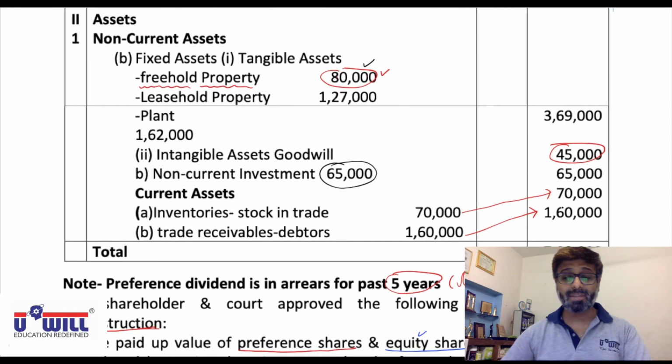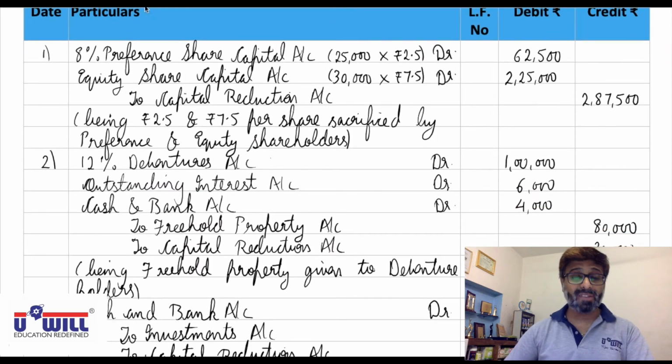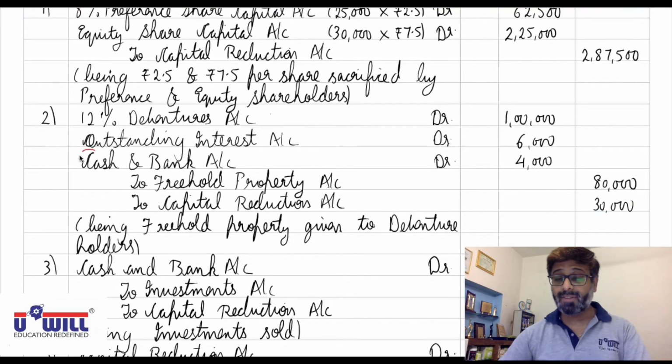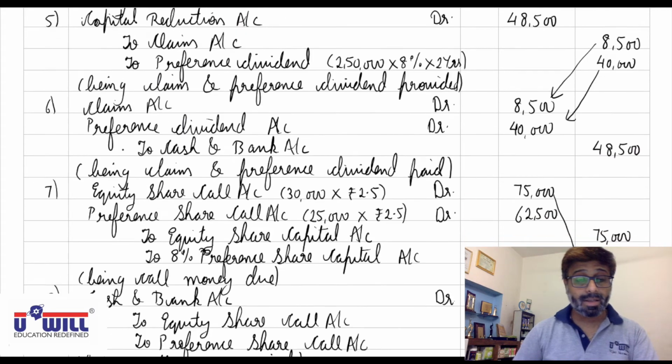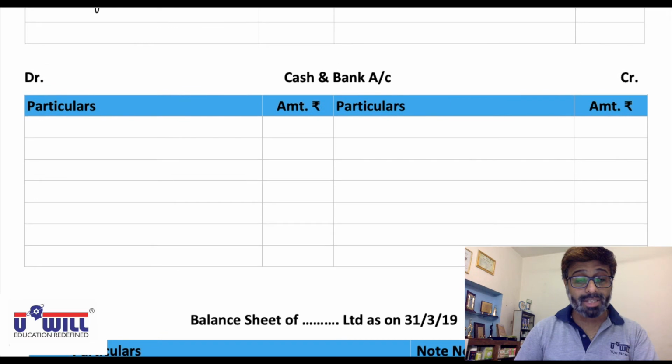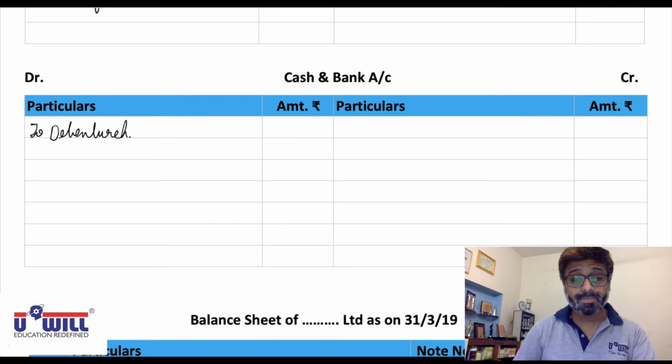Okay, we don't have cash and bank, there is no bank balance. So directly from journal entries we'll do the posting. First entry has no cash and bank. Second entry has this. See here, cash and bank account debit with 4,000. So cash and bank account debit side will write 4,000. And what will you write on the credit side? This. We received that 4,000 from debenture holders account if you remember it. So to debenture holders account, 4,000.